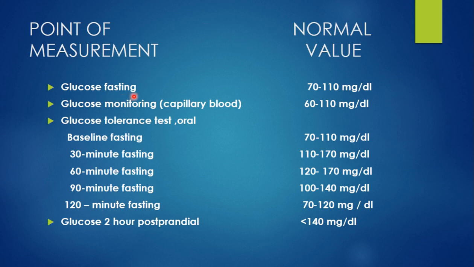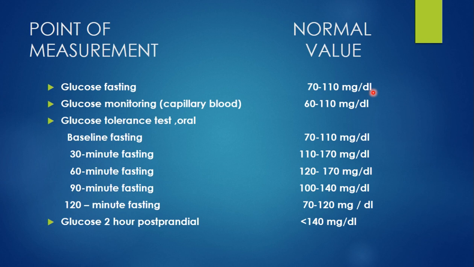First is glucose fasting. What is the glucose fasting test? The glucose fasting test measures your blood sugar after an overnight fast. It should be 70 to 110 mg per deciliter. Fasting blood glucose levels are used to help diagnose diabetes mellitus and hypoglycemia.